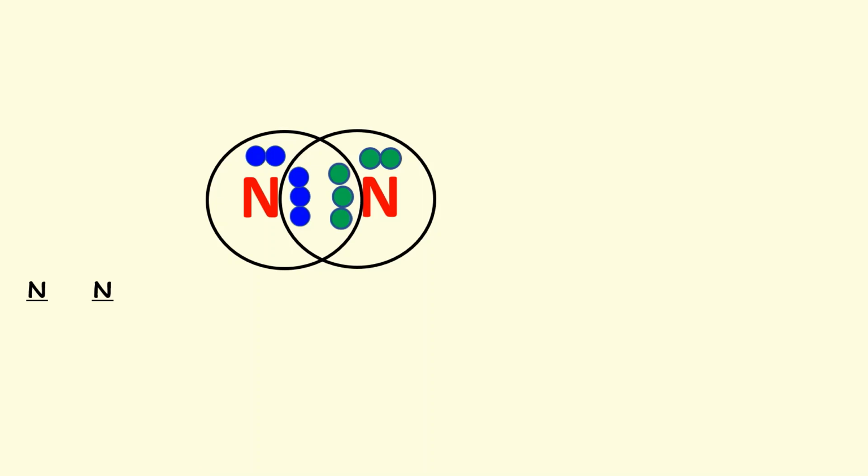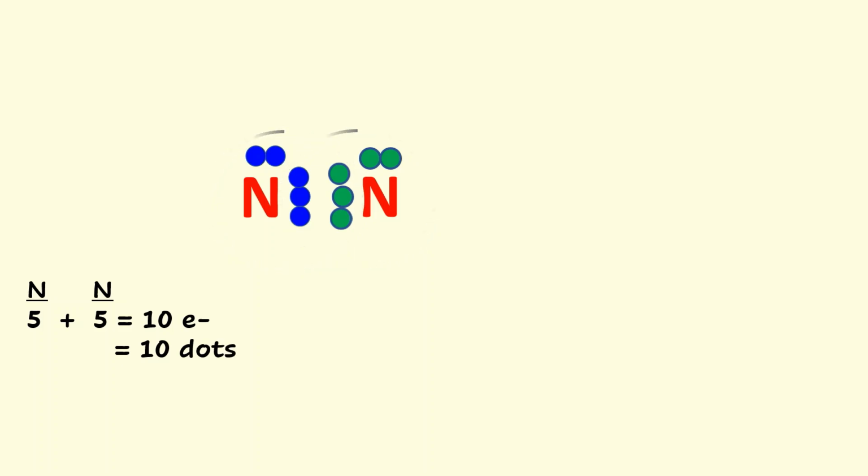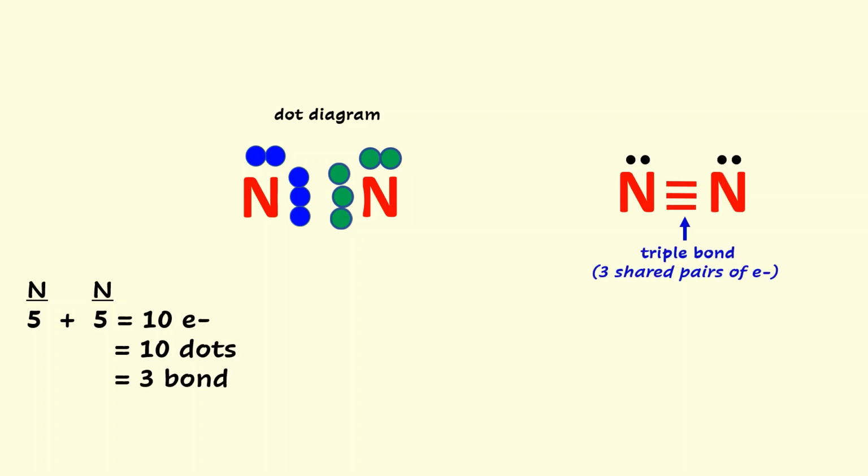Each nitrogen has 5 valence electrons, so that's a total of 10 electrons, or 10 dots should be in our diagram. And if we count 1, 2, 3, 4, 5, 6, 7, 8, 9, 10. We have 3 shared pairs of electrons between the nitrogen, or a triple bond. Now we can change this into a Lewis structure. We're going to have the nitrogen with 3 dashes between the nitrogen. That's our triple bond.